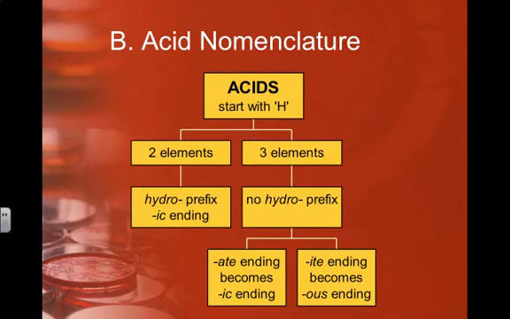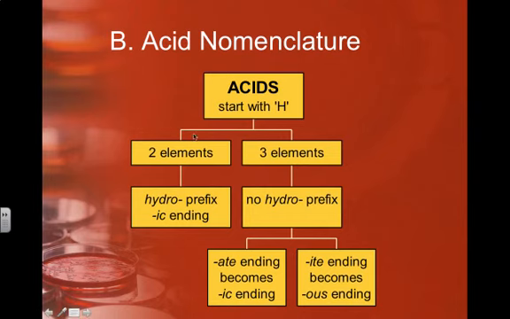I want you to make sure you copy this down into your notes. I think I left you a space so you can copy it down. The acids will start with an H, and that's how you know you're going to follow the acid rules. So if you see two nonmetals together, or multiple nonmetals together, but it starts with hydrogen, you follow these rules.